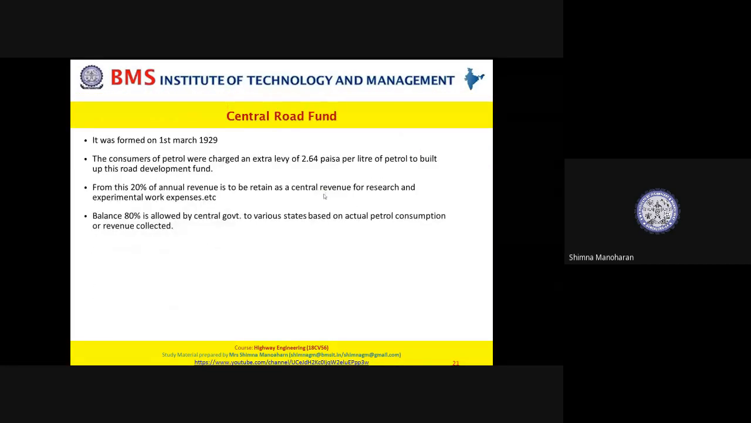For the Central Road Fund also, we have discussed that consumers of petrol are charged an extra levy to build up these roads. From this, they allocated 20% and 80% separately. 20% was retained as central revenue for research and education purposes, and 80% is being utilized.